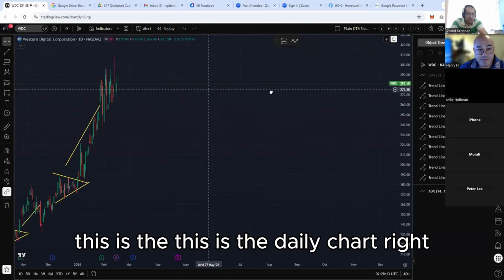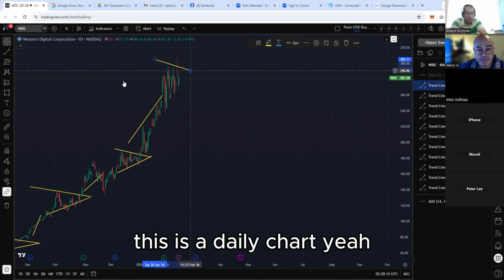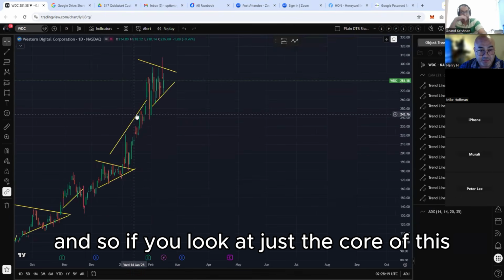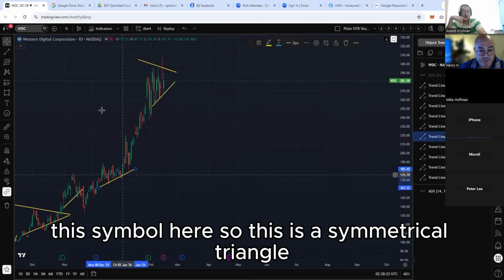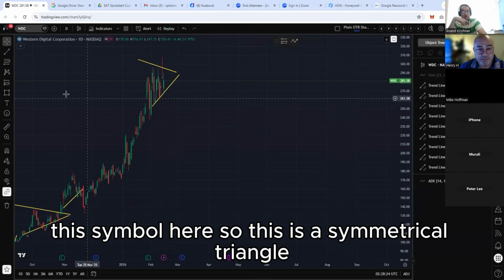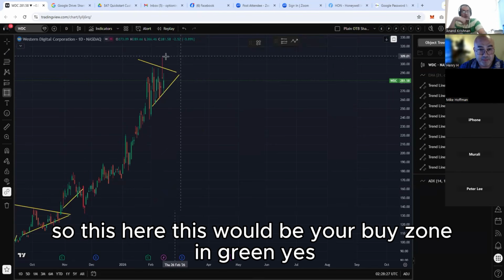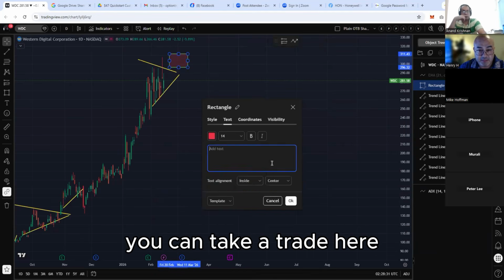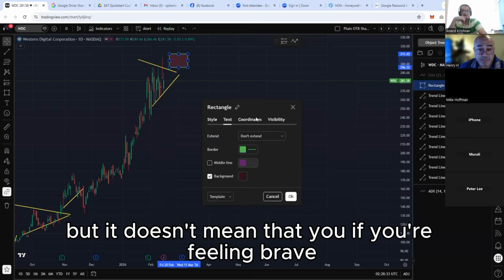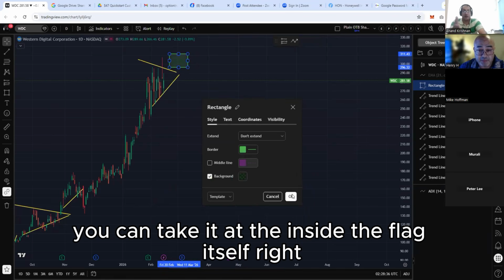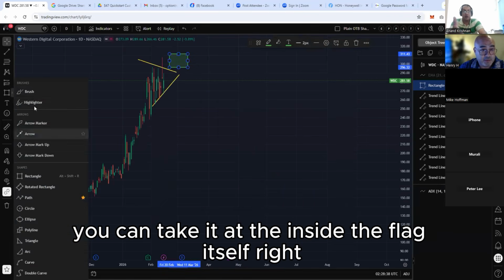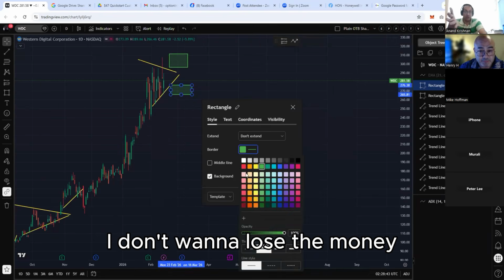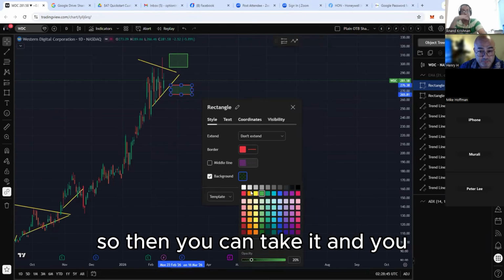This is the daily chart. If you look at just the core of this symbol here, this is a symmetrical triangle. So this here would be your buy zone in green. You can take a trade here. This can be a signal, but it doesn't mean that you have to buy it. If you're feeling brave, you can take it inside the flag itself. But if you're like, I'm more conservative, I don't want to lose the money, then you can take it after.